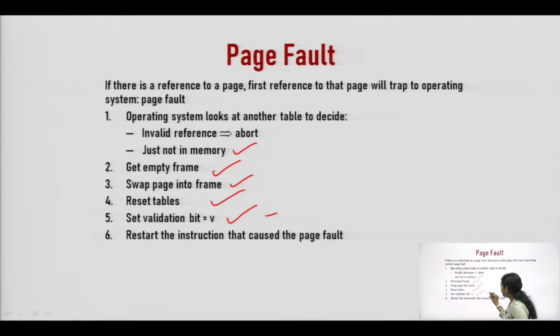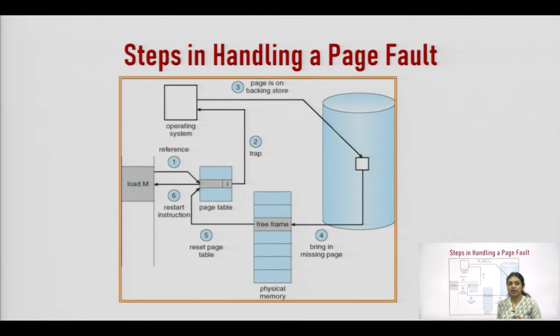That V means the page is in memory. If it is I, that means the page is not in memory. It does not mean the page does not belong to that particular process. Here in the page table, it means the page is either in memory or not. And then restart the instruction that caused the page fault. These are the steps that are followed. It will be more clear in the upcoming slide, where it is depicted with the help of a diagram.